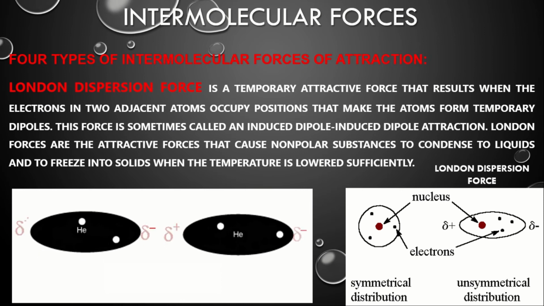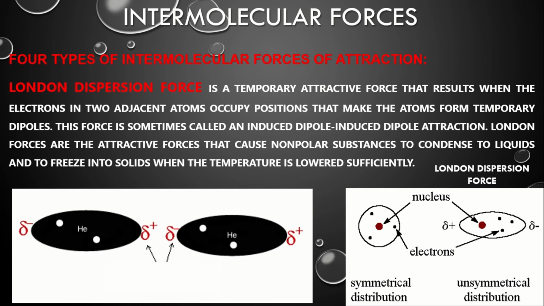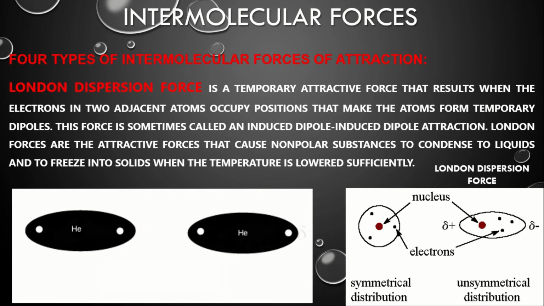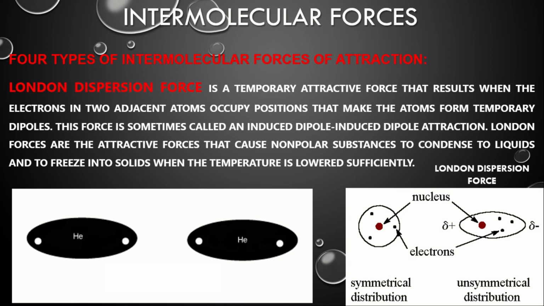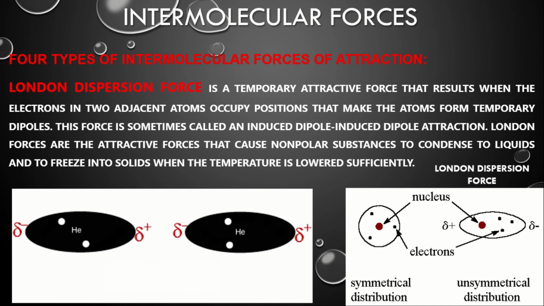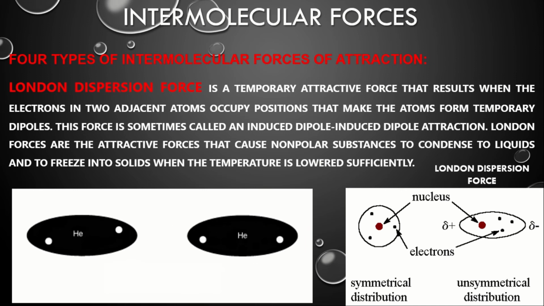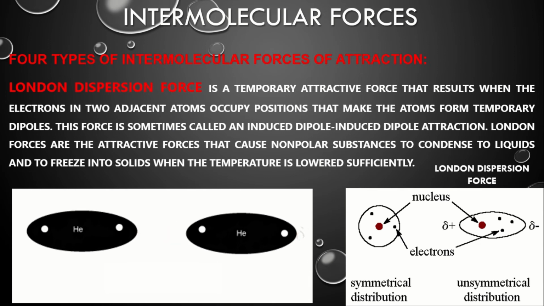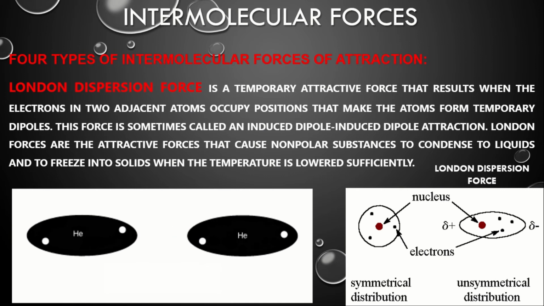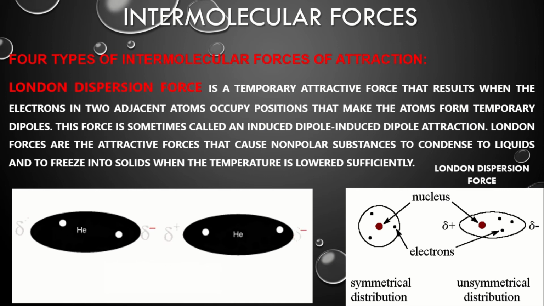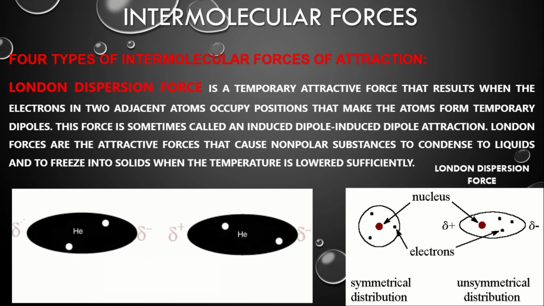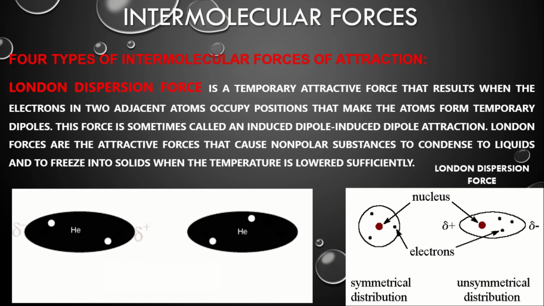Ibig sabihin, ang kanilang difference in electronegativity is 0.4 pababa. Pangalawa, they are composed of organic substances or CH bonds, carbon-hydrogen bonds. And third, if it involves noble gases. Remember, noble gases do not interact with other elements to form compounds under ordinary means. Nangyayari lang na nagkakaroon ng bonds between a noble gas and another element sa laboratory. It is only under controlled environments. But in nature, never na nagkakaroon ng bonds with another element ang mga noble gases.